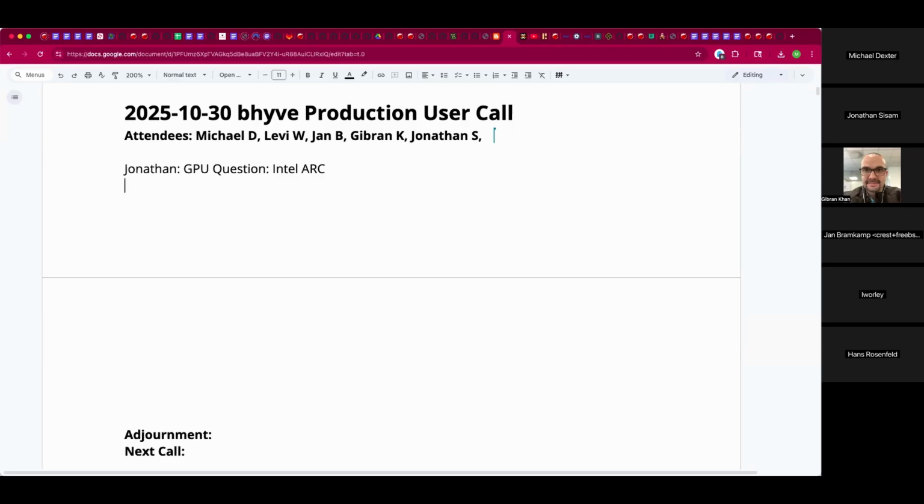Jonathan, you have issues with GPU support with, I believe, an Intel card. What do you have and what's going wrong? Exactly. So it's an Intel B580, and I put in the chat the error I get. Oh, let me take a look at the configuration. I tried with the ROM, without the ROM. I read about it a bit here.